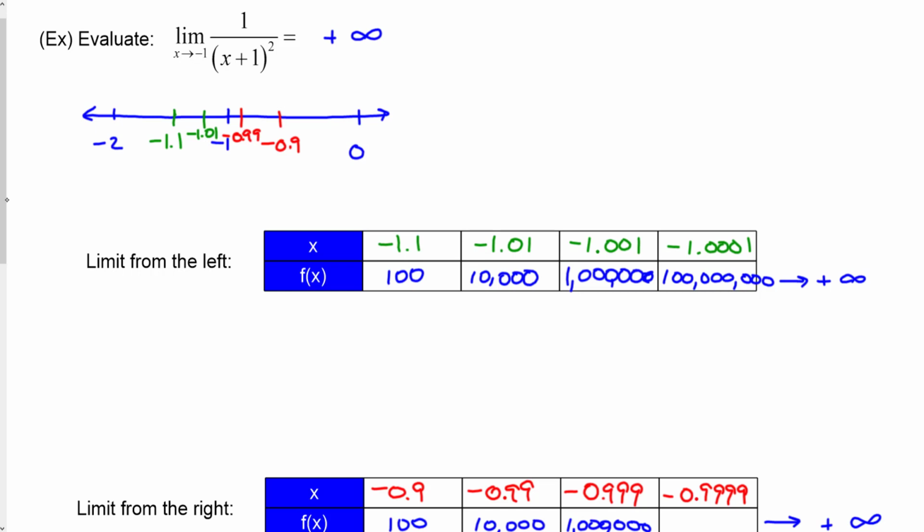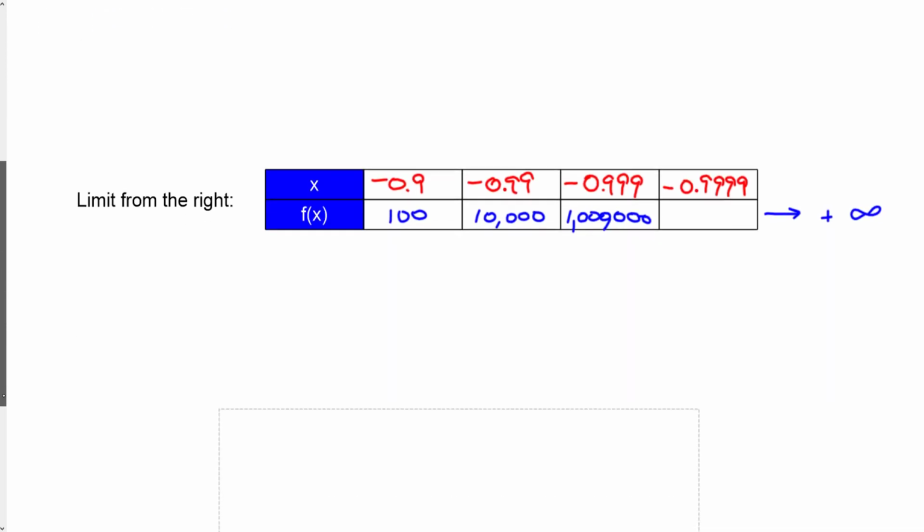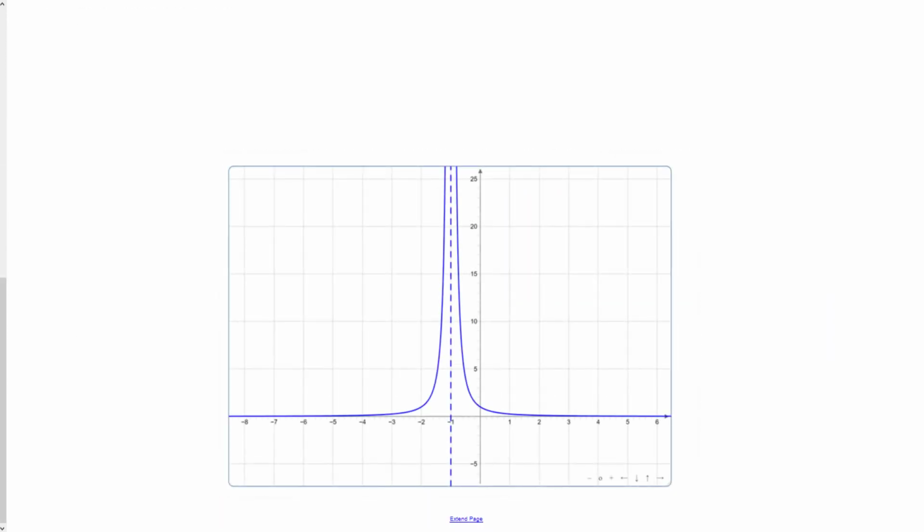Now, if we take a look at the graph, it should make sense here. So we have negative 1 as an asymptote, the thing where the graph is running to infinity. So as we approach negative 1, that asymptote from the left, the y values are going off to positive infinity. As we approach negative 1 from the right, these y values are also approaching positive infinity. So they just happen to agree, so we can say positive infinity for the final limit.